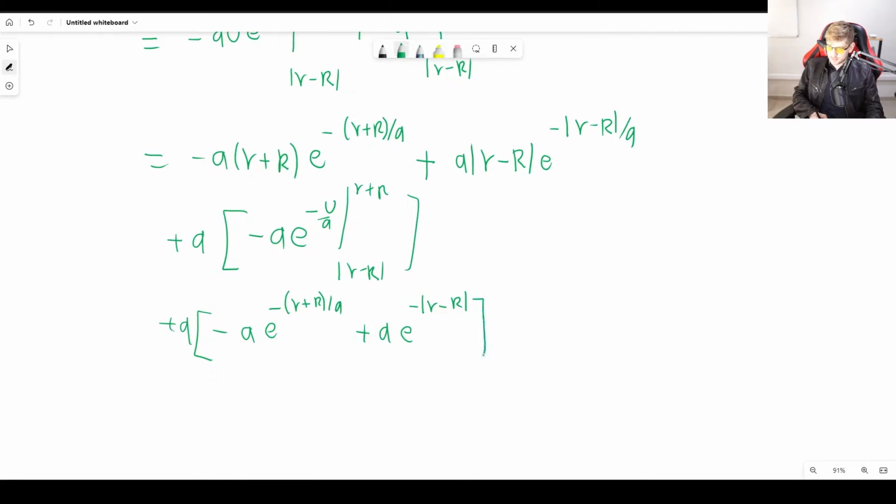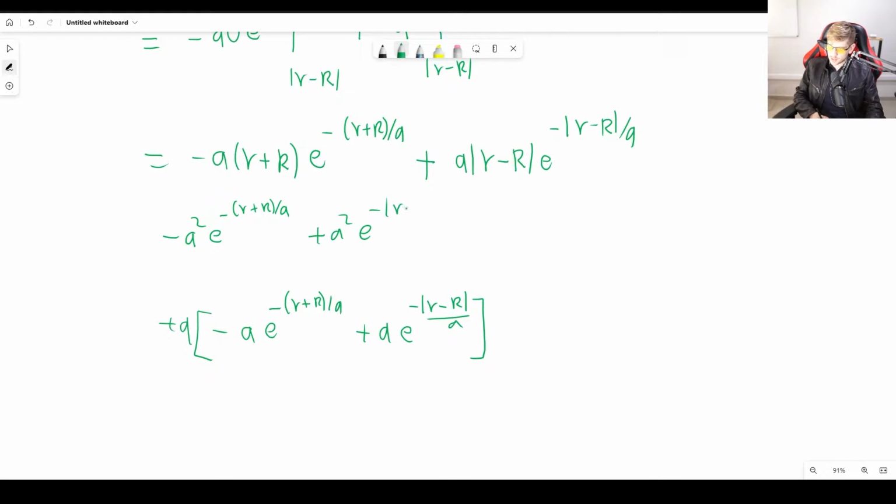All right. Now let me get rid of this one. It was just an intermediate step. And we can factor this out. So I will write it here now. So we can factor it out as minus a squared e to the minus absolute value of r minus r over a, plus a squared e to the minus, oh, there's a divided by a missing, minus r over a.